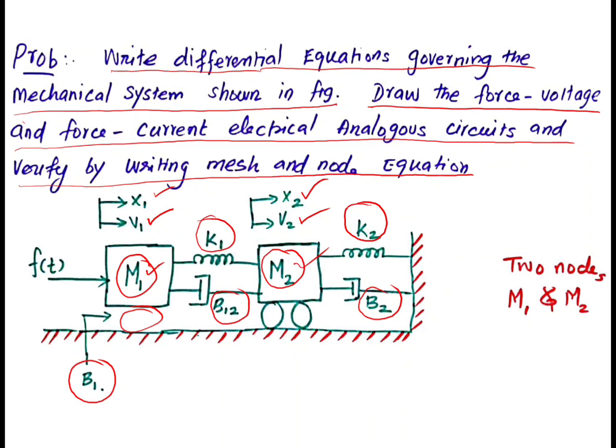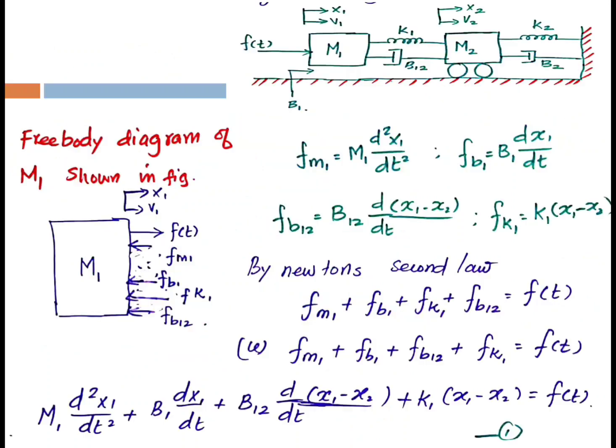By seeing this mechanical translation system, we can assume that there are two nodes present because there are two mass elements present. So we have to write the free body diagram for mass element 1 and then the free body diagram of mass element 2. Using these two equations, we are going to find the transfer function. From that we can change into force-voltage and force-current analogous circuits.